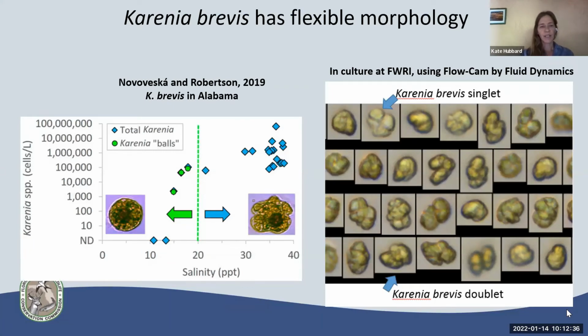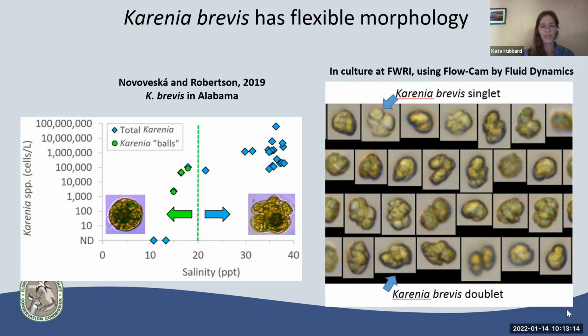We also know that Karenia has a flexible morphology. When cells start to become stressed, we do see these circular cells, sometimes referred to as balls. Some of the work that's been done in Alabama, where salinity is typically lower than what we see on the West Florida shelf, has shown that at low salinity, these stressed cells end up forming circular morphologies. And we've been doing work at FWRI to try to get a better handle on that too, and whether that's a precursor to forming those resting stages. And so we can look at that.